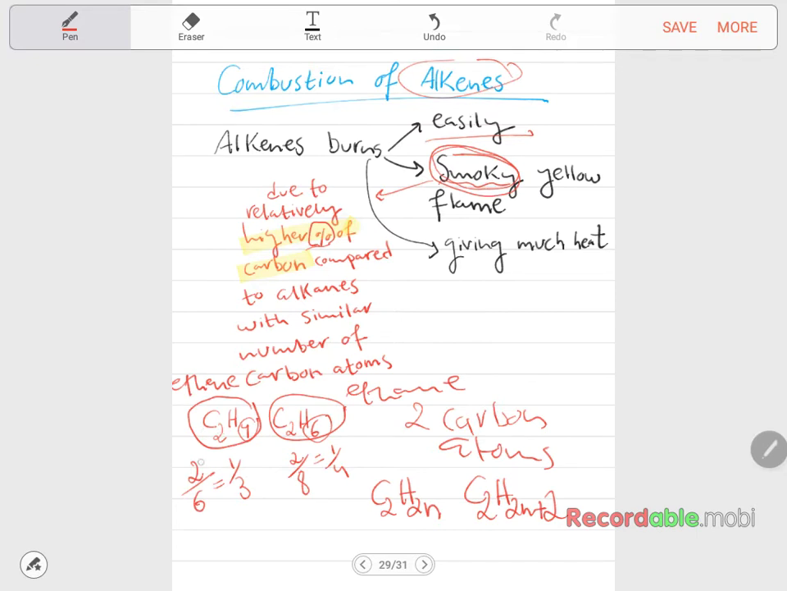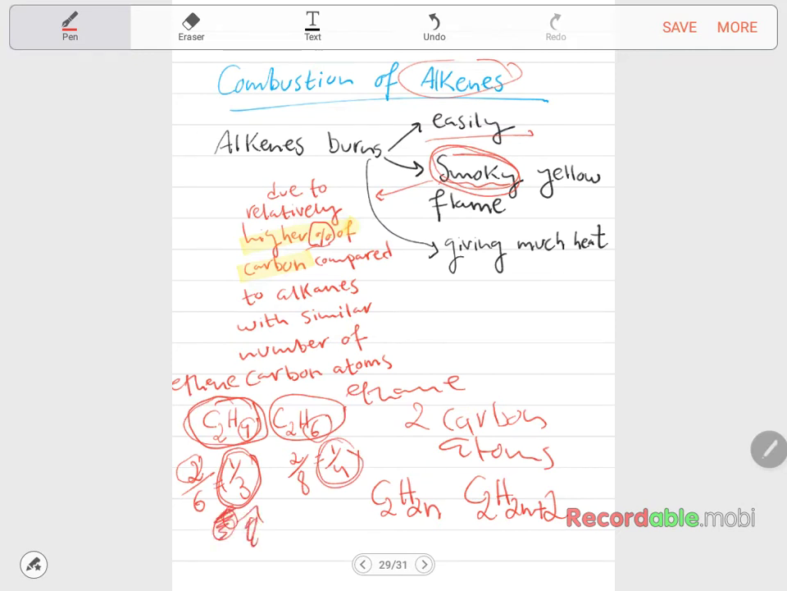Here you have 2 carbon atoms, but what is the total number of atoms in this hydrocarbon? It's 2 plus 4 hydrogens, so that's 6. So 2 over 6 is 1/3. In ethane, you have 2 carbon atoms and 6 hydrogen atoms, so it's 2 plus 6, which is 8. So 2 carbon atoms out of the 8 makes just 1/4. So the percentage of carbon relative to the entire hydrocarbon in ethene is 1/3, while in ethane it is 1/4. So it's a higher percentage.